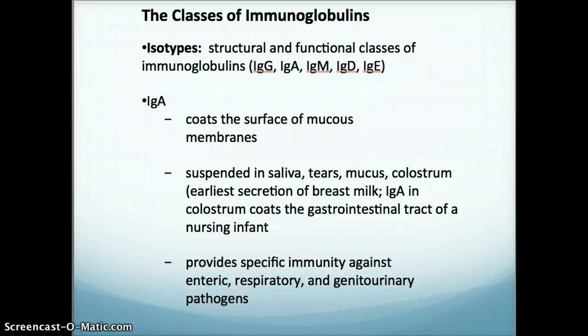So saliva in the mouth, tears in the eyes, mucus. We have also colostrum, which is the earliest secretion of breast milk. And there's a lot of IgA in the colostrum, and this will coat the gastrointestinal tract of a nursing infant. So already we're getting some of that specific immunity transferred to an infant. And they also provide specific immunity against enteric, respiratory, and genitourinary pathogens.